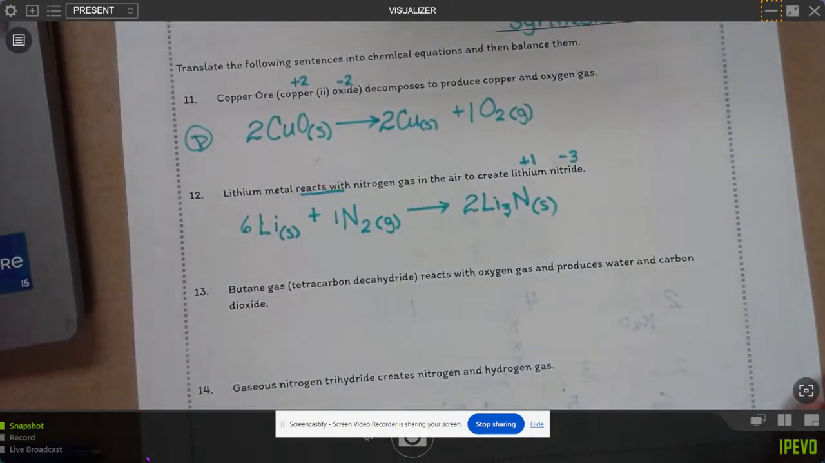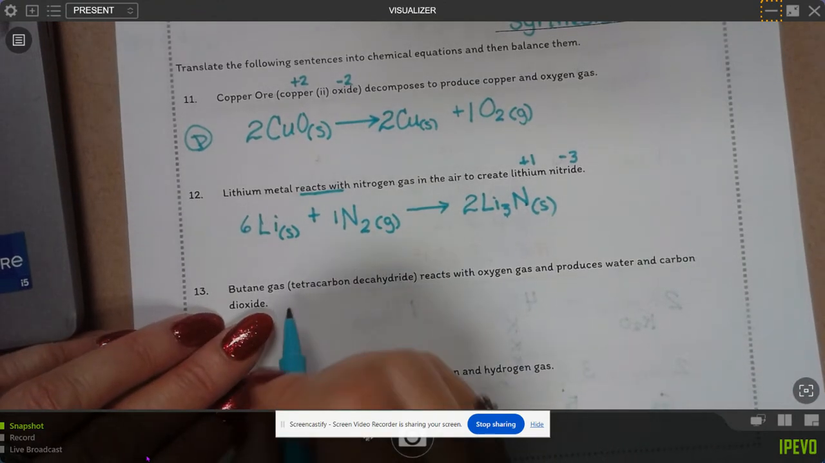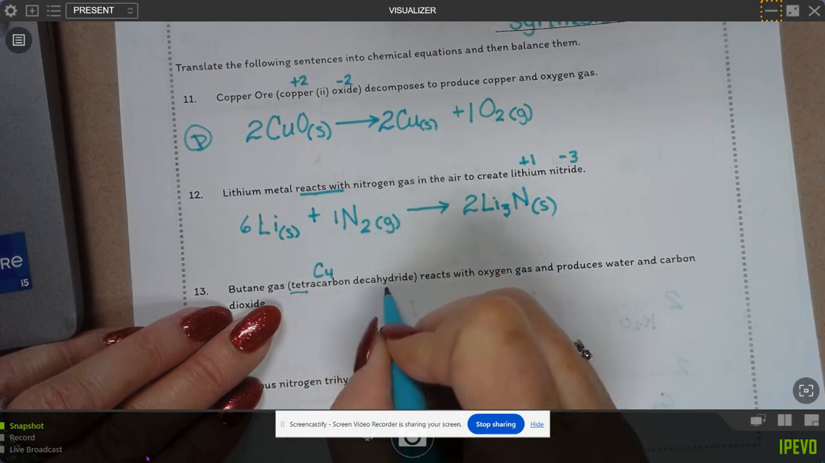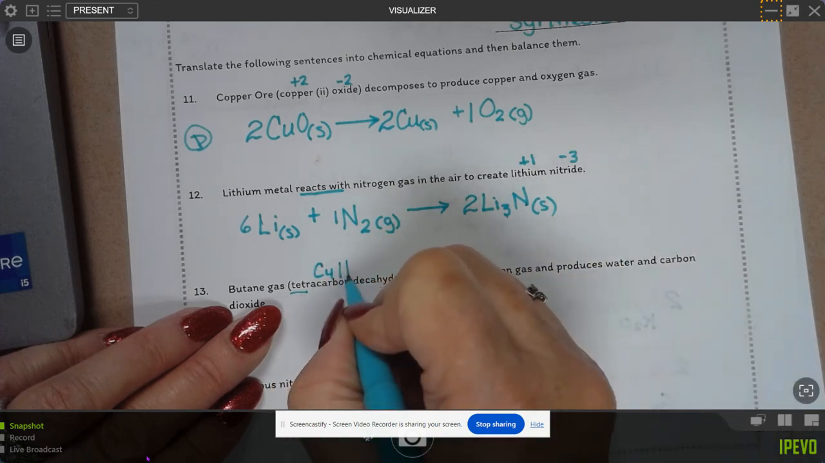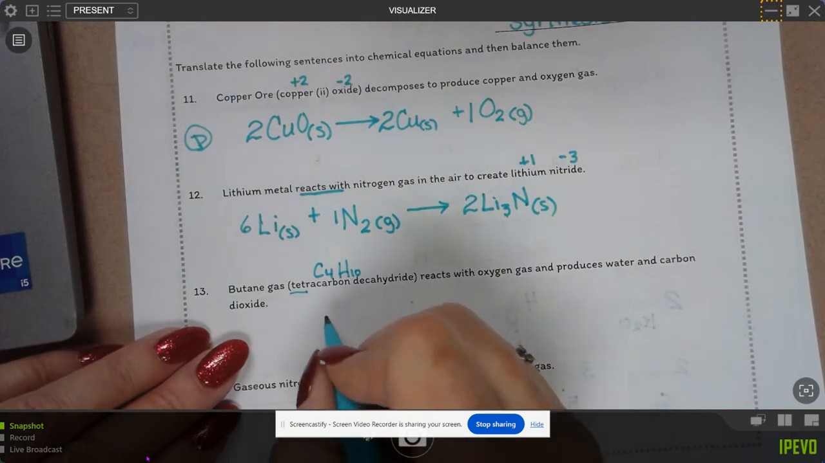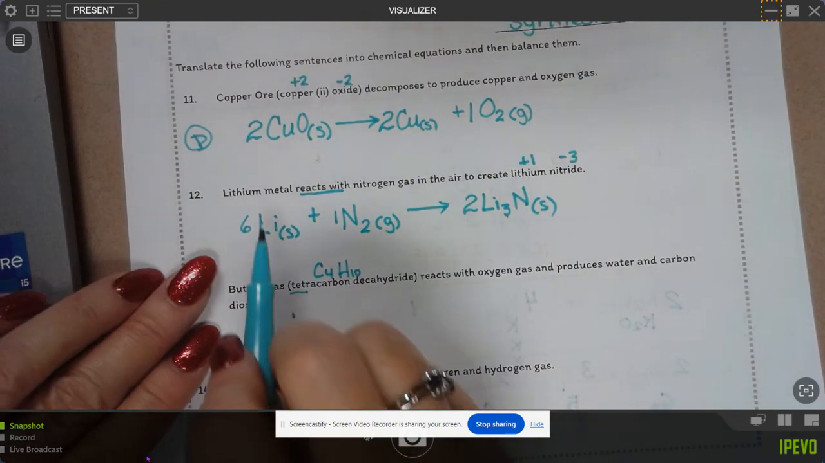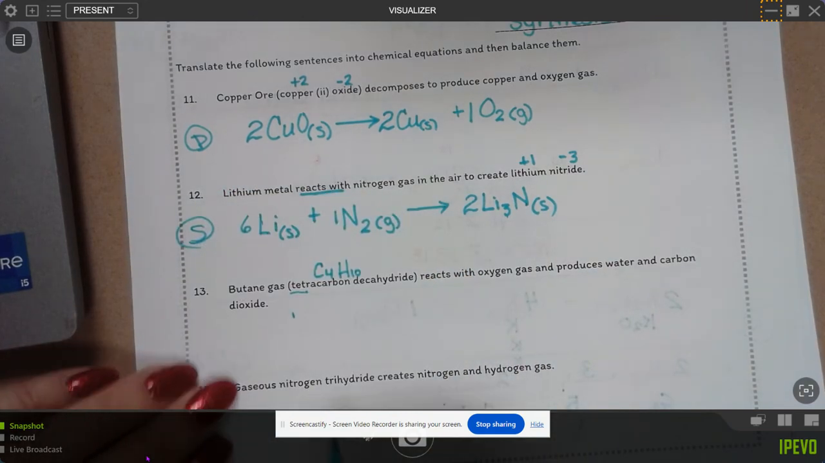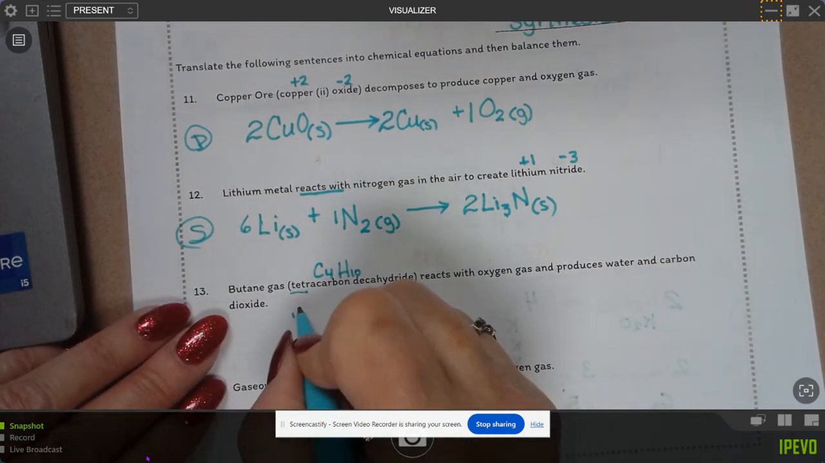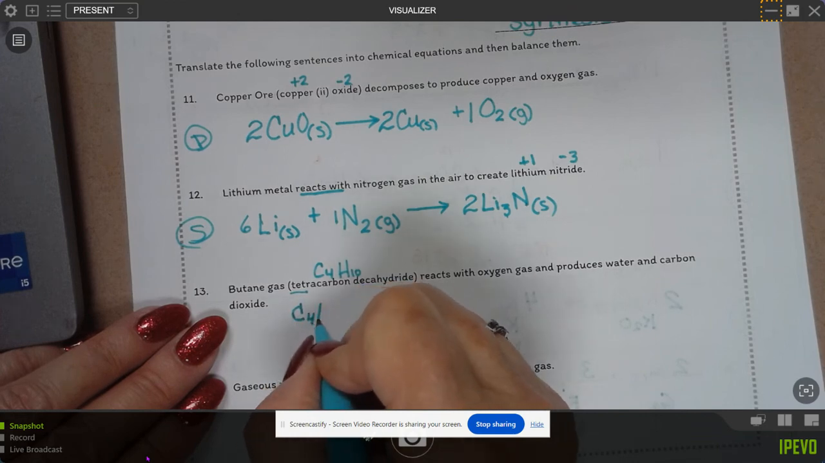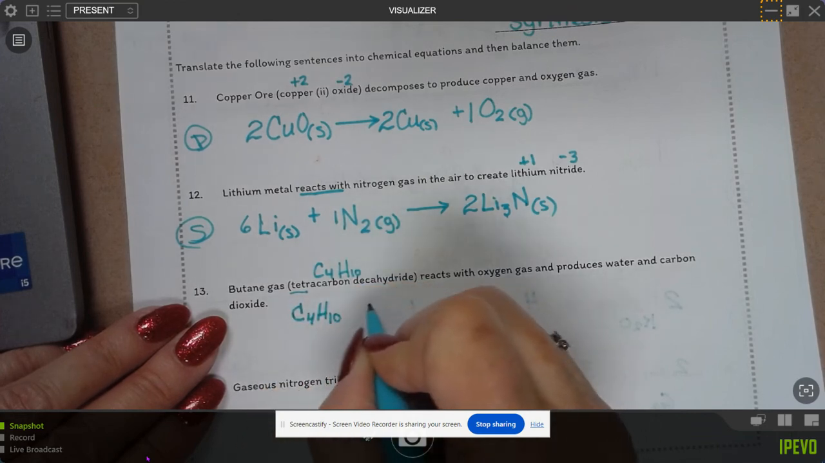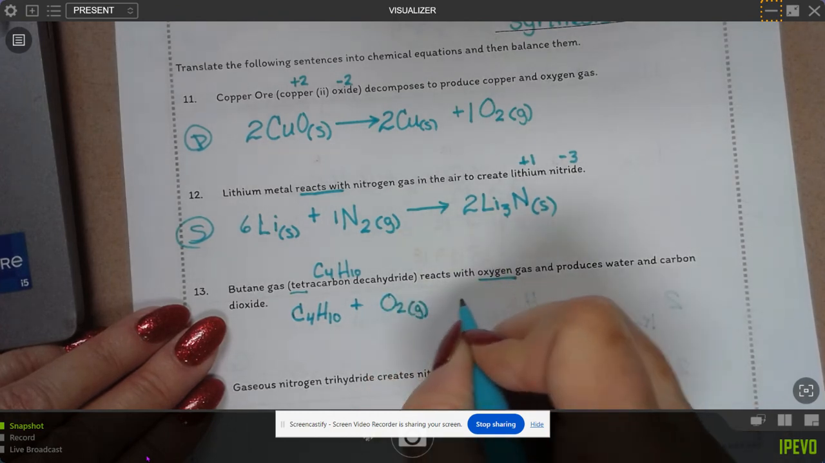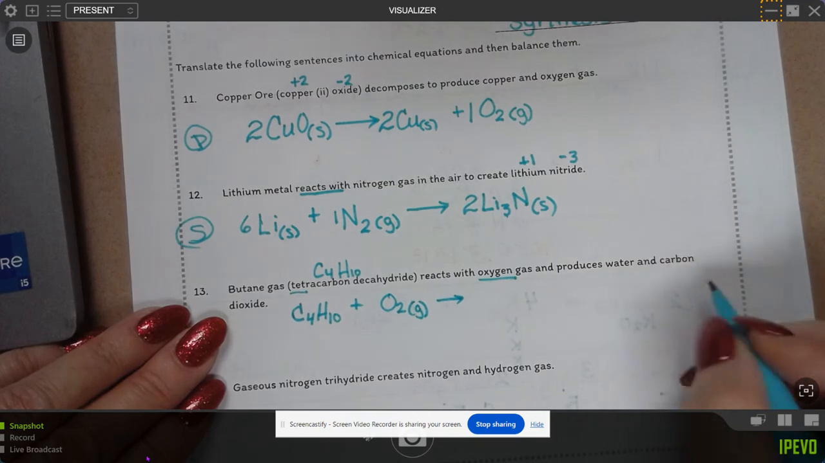All right. Butane gas. Ooh, back to organic. Tetra is 4. So this is C4. Decahydride. So that's H10. So let's do this. C4H10, that's a hydrocarbon. All right, plus oxygen gas. Produces water and carbon dioxide.